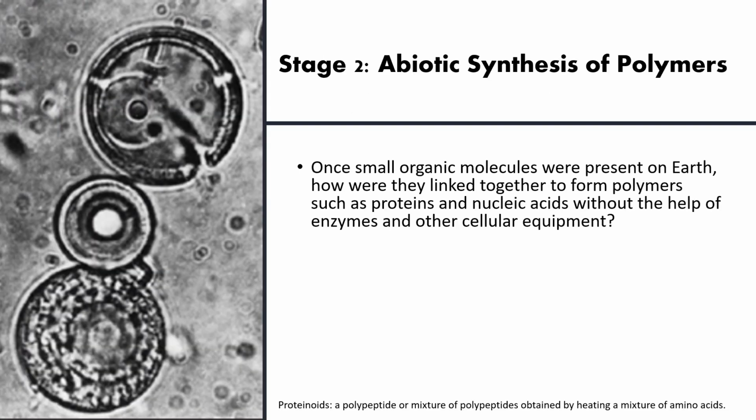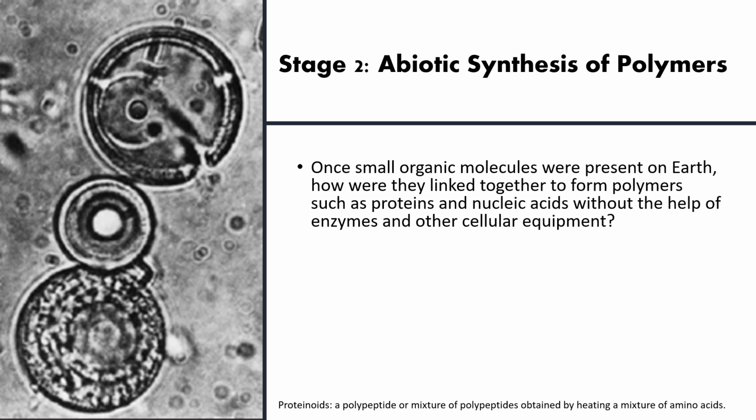So the second stage is abiogenesis of polymers. So if we have monomers, we need to be able to start to make more complex molecules. And so the idea is that these small organic molecules were present on the planet, and then they are going to start to form polymers such as proteins or nucleic acids.